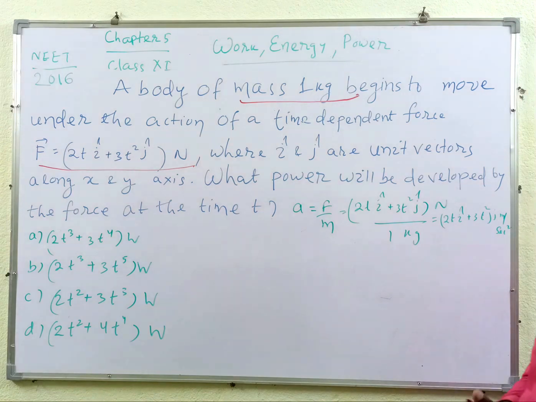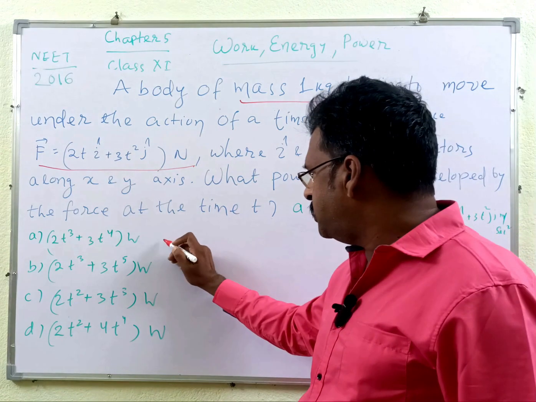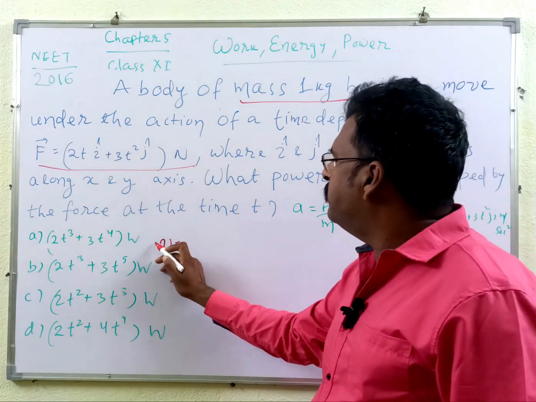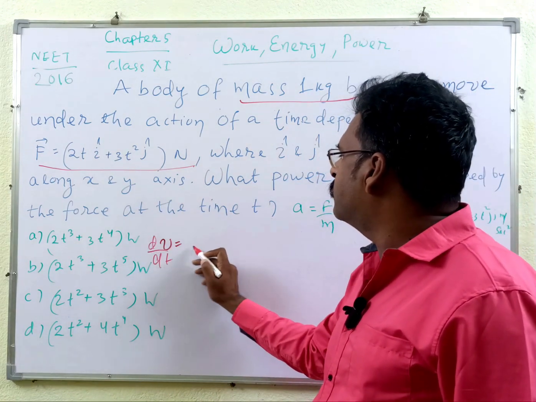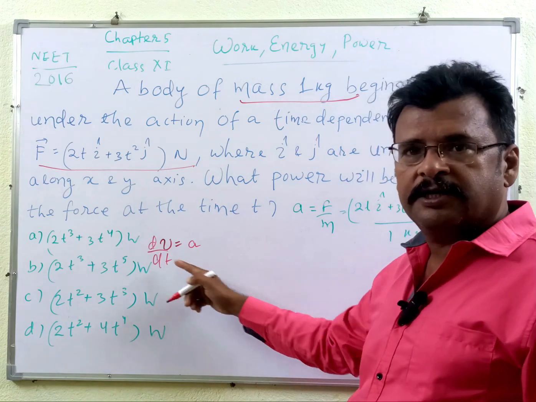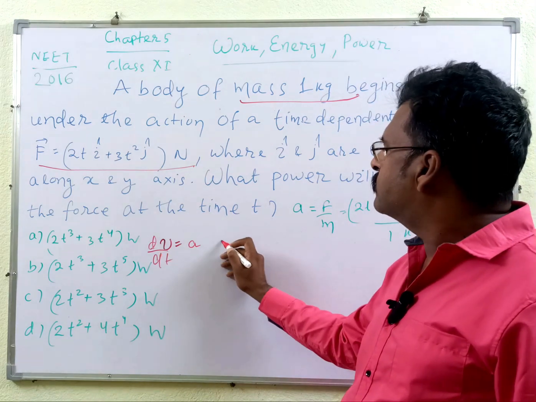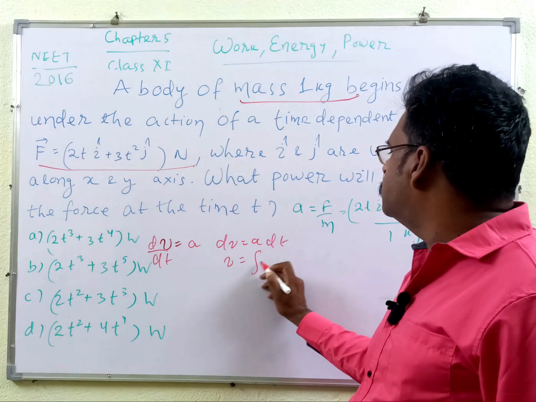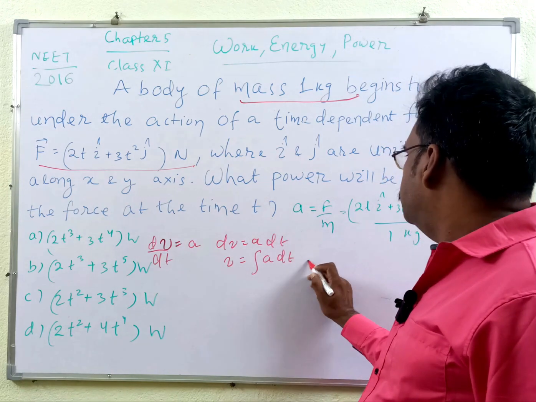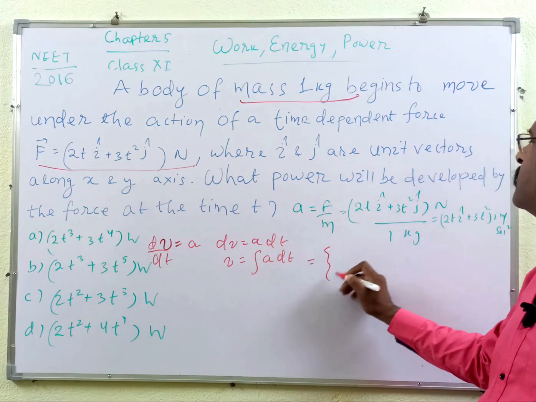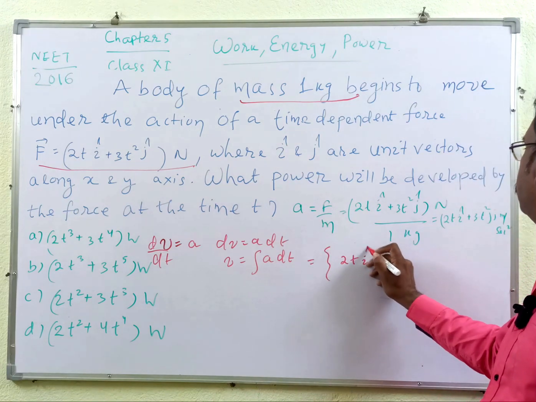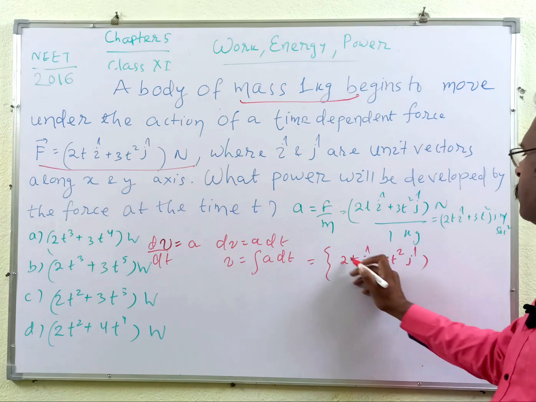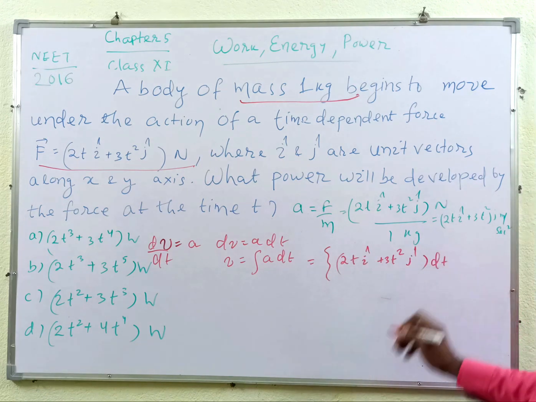Okay, students? Then, what will be velocity? What is the relationship between velocity and acceleration? We know dv by dt is equal to acceleration. The acceleration is the time rate of change of velocity. So, dv = a dt, or v = ∫a dt. So, what is a? a is given here, 2t i cap + 3t² j cap. Okay, students, and integration dt is here.